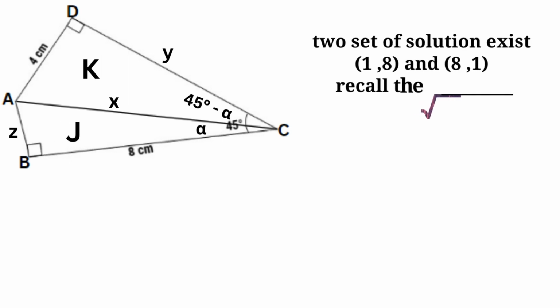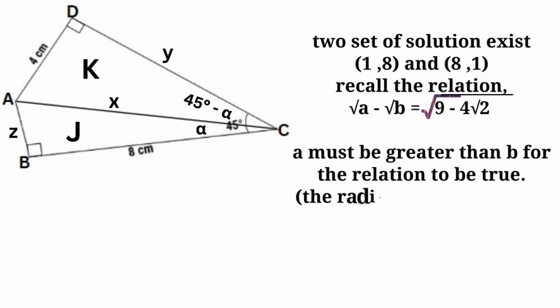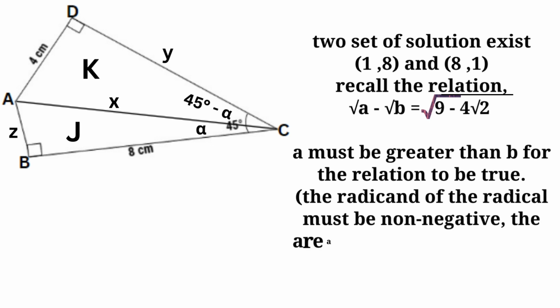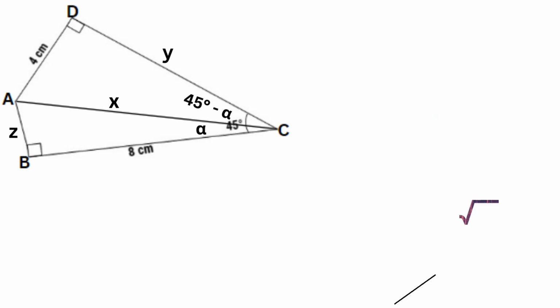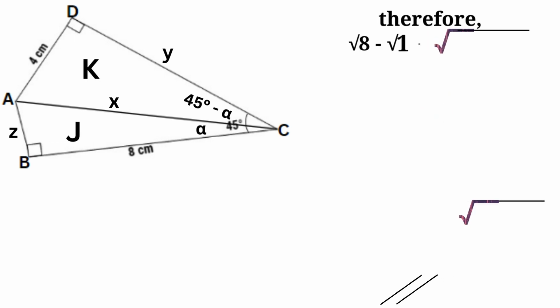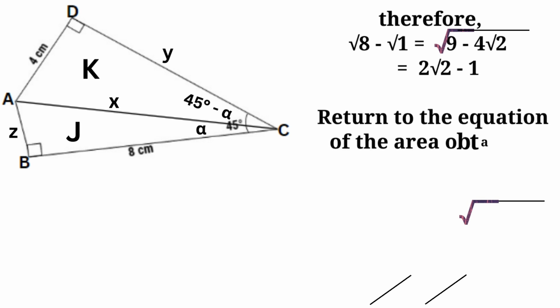Recall the relationship between a, b, and the radical. A must be greater than b for the relation to be true. This is because the radicand of the radical must be non-negative, and area measurement cannot have a negative value. For this reason, the values of a and b are 8 and 1, respectively. Therefore, the overall square root of 9 minus 4 times the square root of 2 equals 2 times the square root of 2 minus 1.